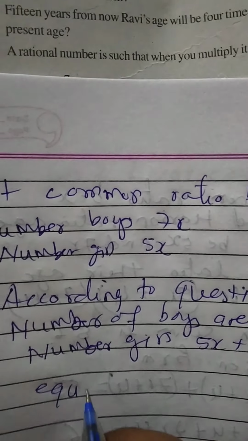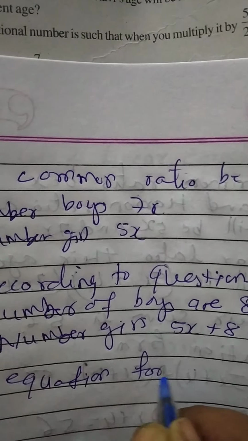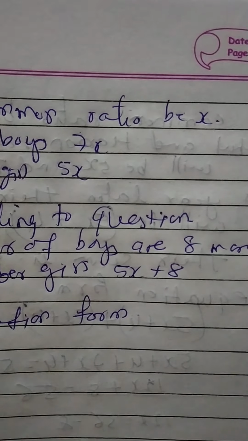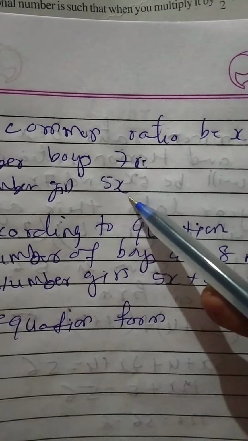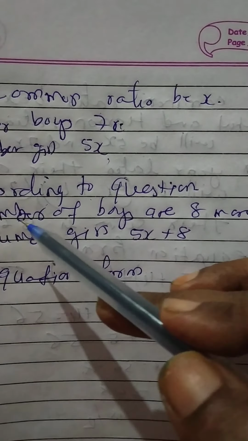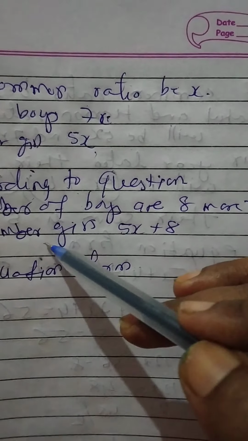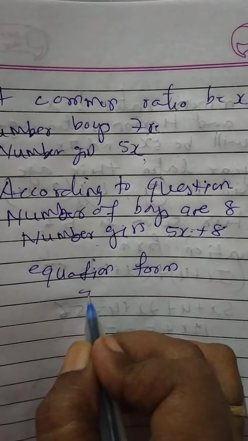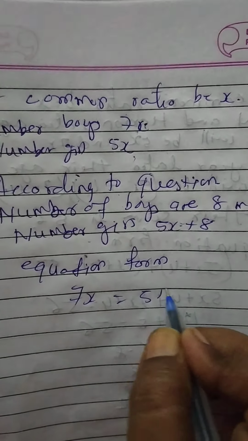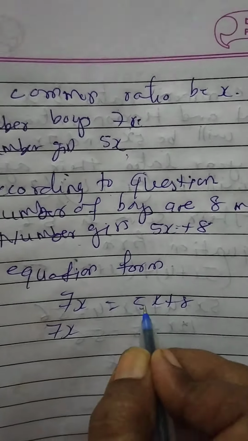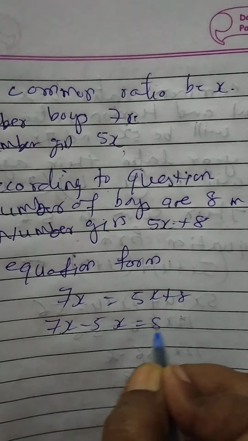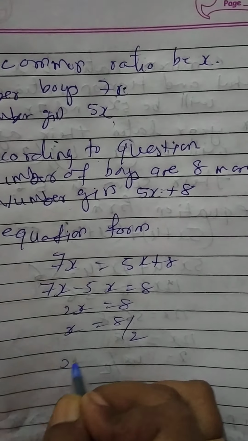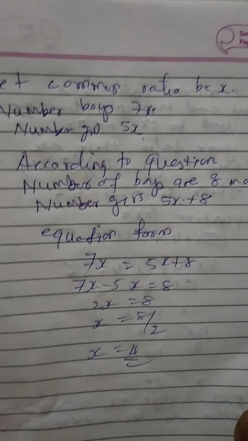So for our equation, the number of boys is 7x and the number of girls is 5x. According to the question, the number of boys is 8 more than the number of girls, meaning 5x plus 8. So we take the equation 7x is equal to 5x plus 8. Then 7x minus 5x is equal to 8, so 2x is equal to 8, x is equal to 8 by 2, x is equal to 4. Okay, we have got the x value.